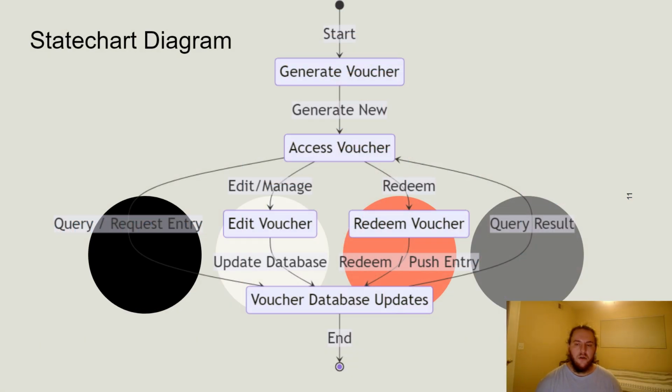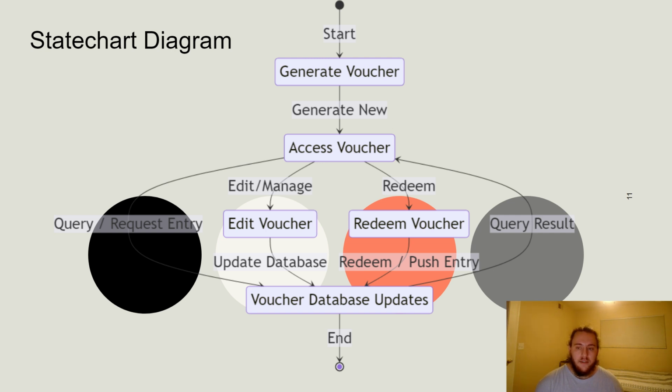Finally, we have the state chart diagram, and this just goes over the life cycle of each voucher. So we start with generating a voucher, and from there you can access it. And when you access it, that can query or request entry to the database, which then queries the result back to the voucher. From there, we can edit or manage it, and that pushes through to the database, which then queries the result back to the voucher.